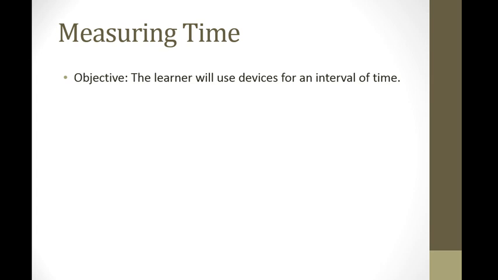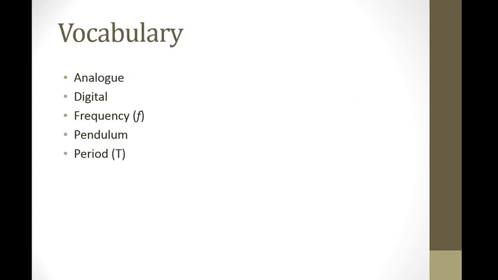But we still need to discuss how we appropriately measure time, the different tools we can use, and talking about something called periodic time. So our objective for this lesson today is that the learner should be able to use devices for an interval of time, and an interval simply means a certain amount of time. So let's go ahead and take a look at our vocabulary.